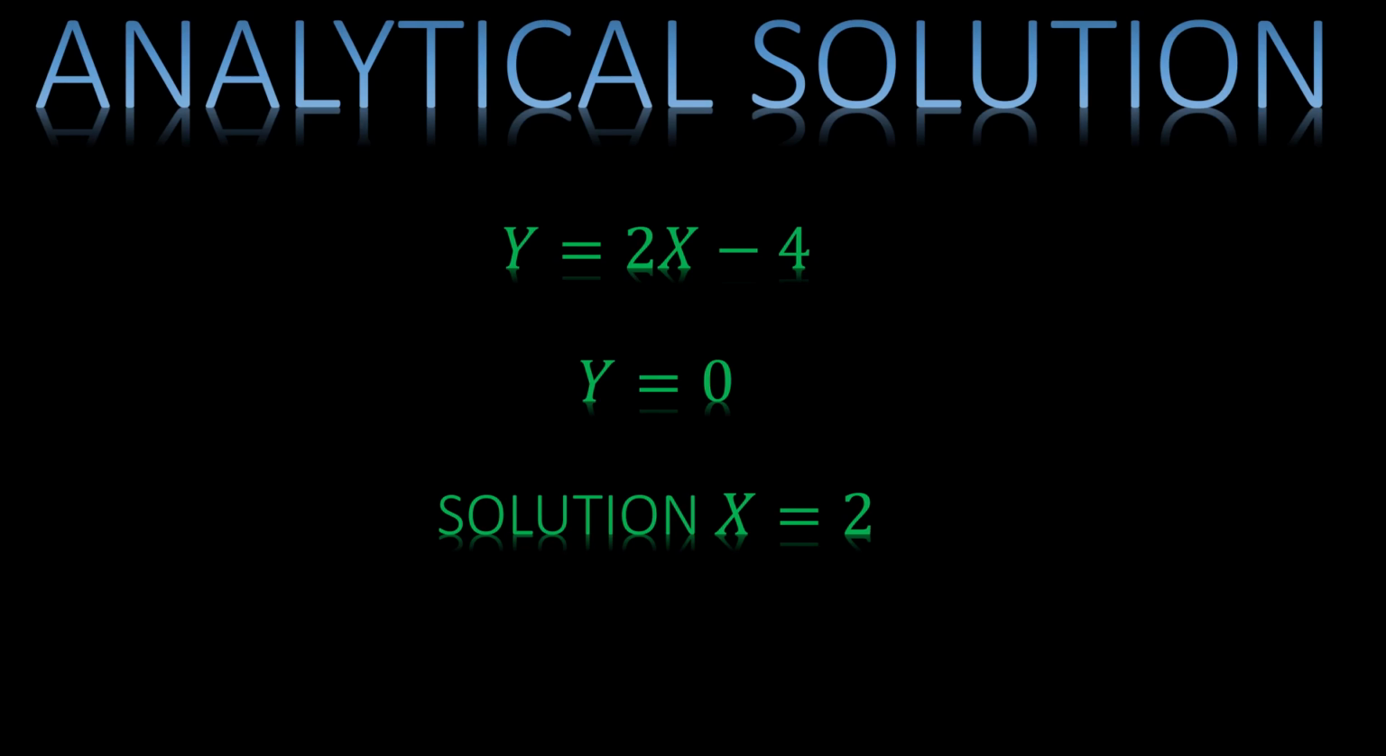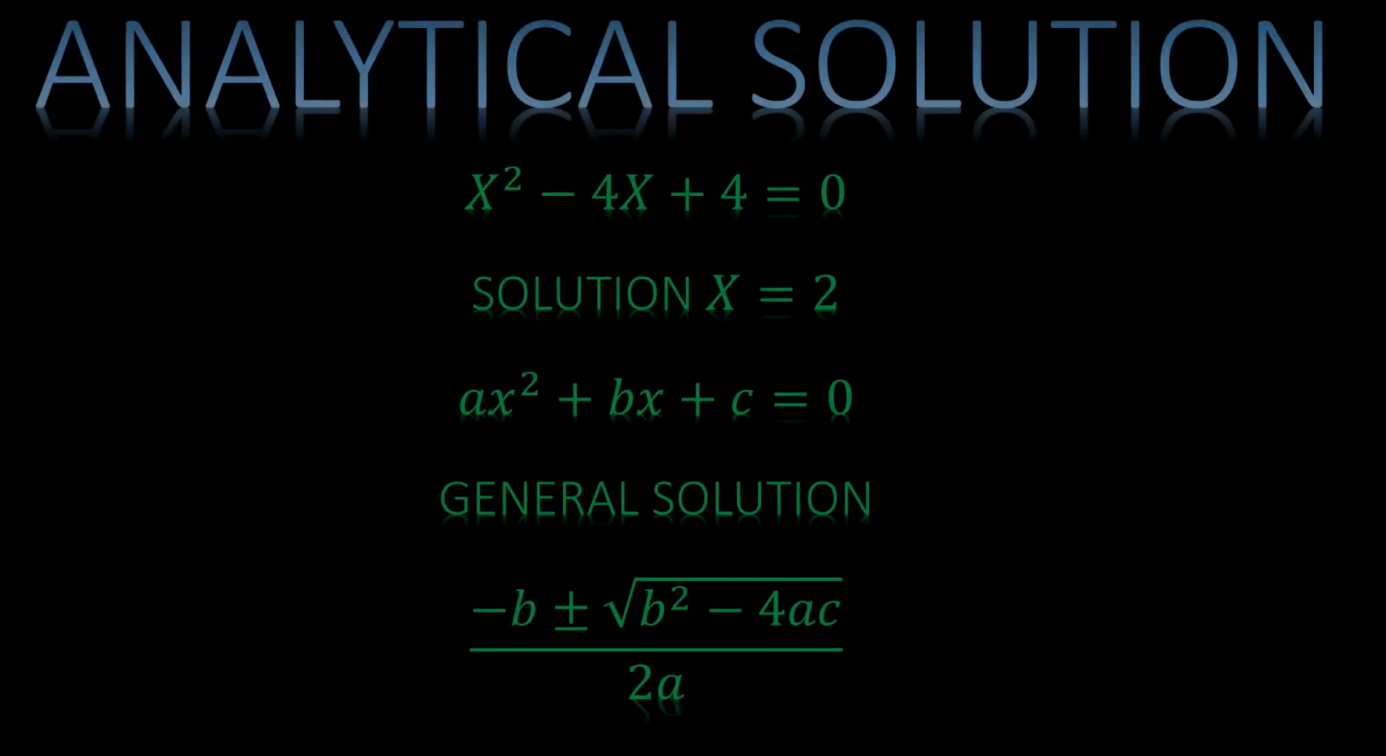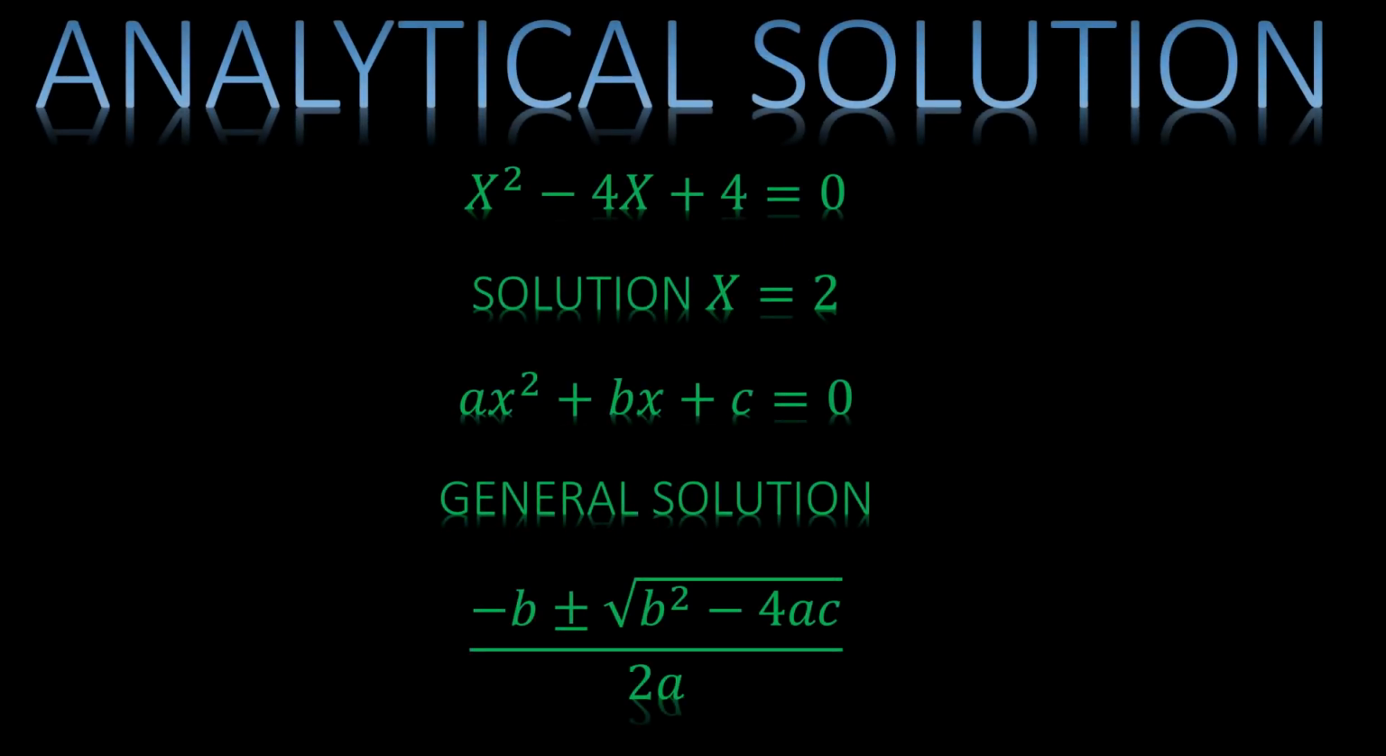For example, the solution of the equation y equal to 2x minus 4 when y is input as 0 is x equal to 2. The roots of the equation x square minus 4x plus 4 equal to 0 is x equal to 2. The general solution of a quadratic equation can also be found out analytically, but the roots of the equation 3x raised to 4 plus 2 into x raised to 3 plus 4x plus 35 equal to 0 cannot be found very easily.